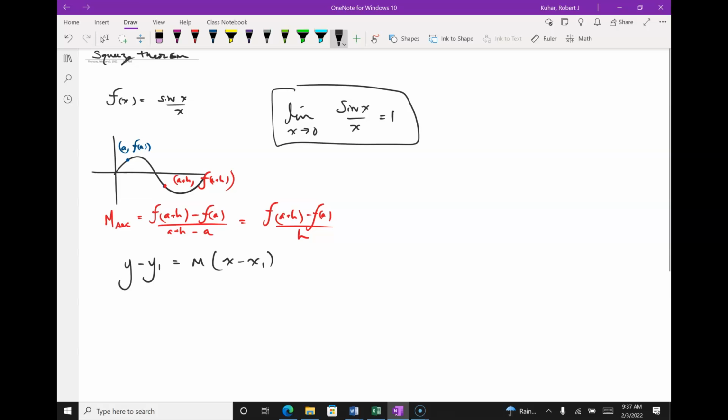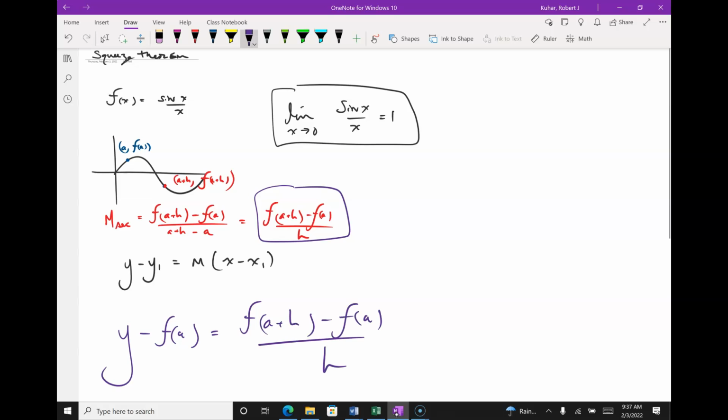So what do I want? All I have to do is pick one of my points, and it's pretty easy just to pick a comma f of a as my x1, y1. And then my slope is here. This is my slope. So I want y minus f of a equals f of a plus h minus f of a all over h times x minus a. And that's what I'm putting into Desmos now.